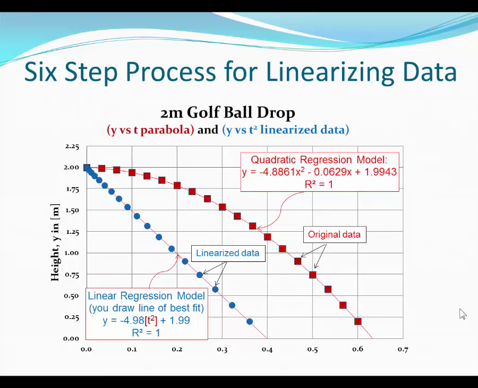So let me step you through the process of taking a curved set of experimental data and running it through a 6-step process to turn it into a line. And this is a relatively simple process, and for a set of data this size, it would probably only take you about 15 minutes to do.